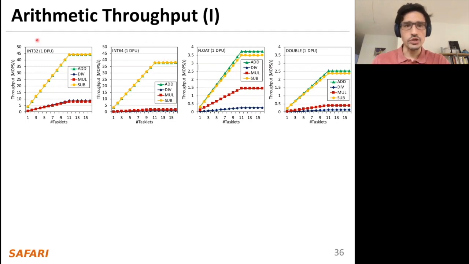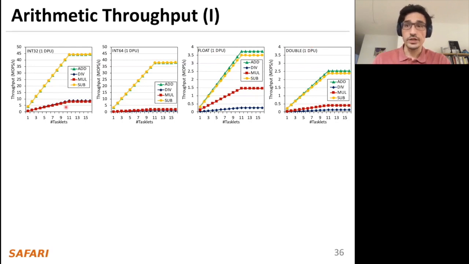Here you have some results. What we have done here is running some simple micro benchmarks that essentially access the WRAM to read some data, perform some arithmetic operation on that data, and then write it back to the WRAM. In particular, we are evaluating four different operations: addition, subtraction, multiplication, and division on different data types like integer 32, 64 bits, and also floating point and double precision operands.